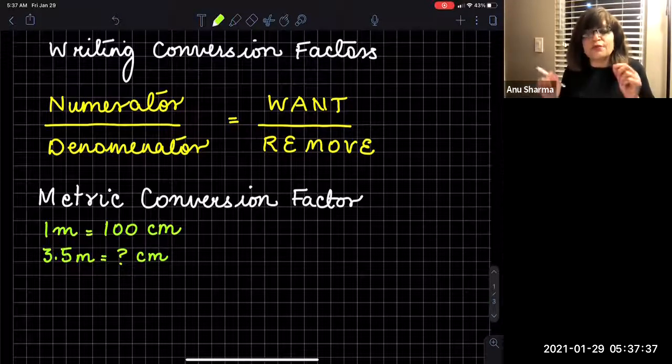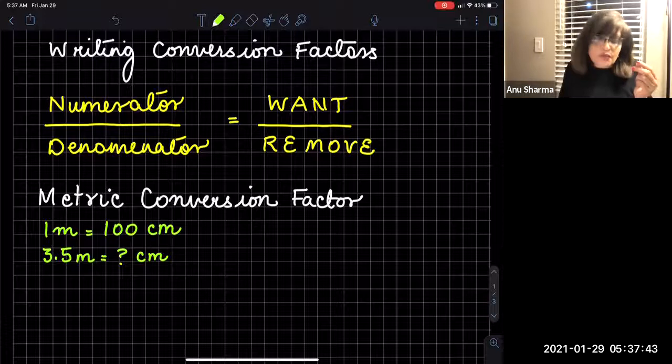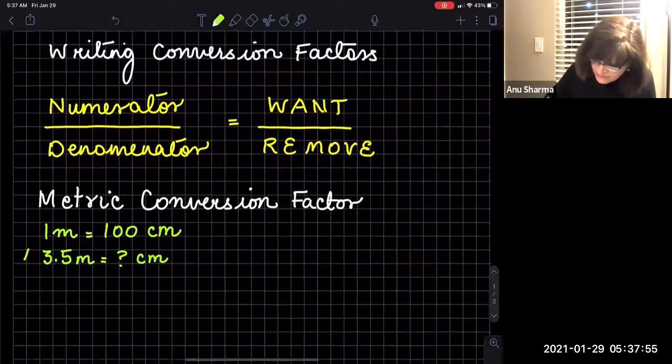Now let us say we want to convert between these units, and let us say we have one example. 1 meter is equal to 100 centimeters, and we are given a problem, which is 3.5 meters is how many centimeters? This is what we need to find.